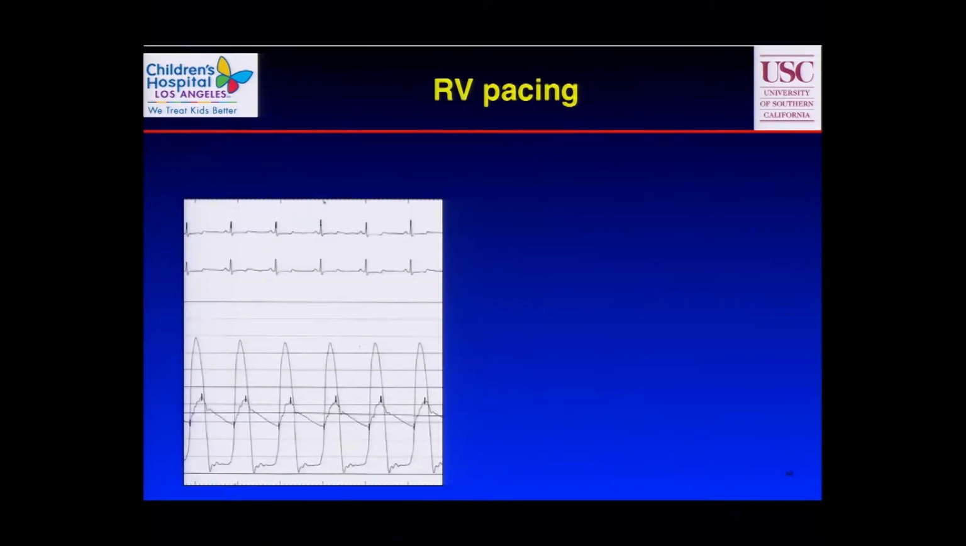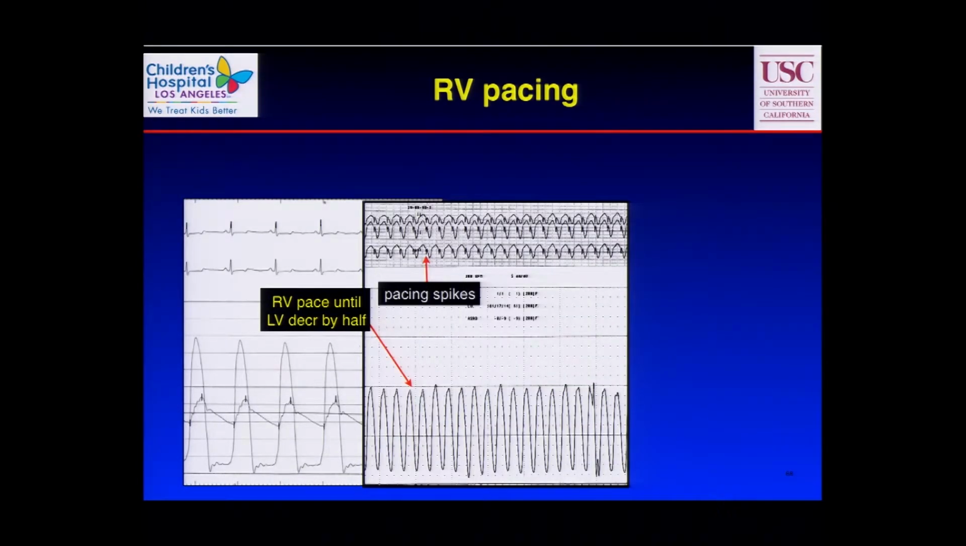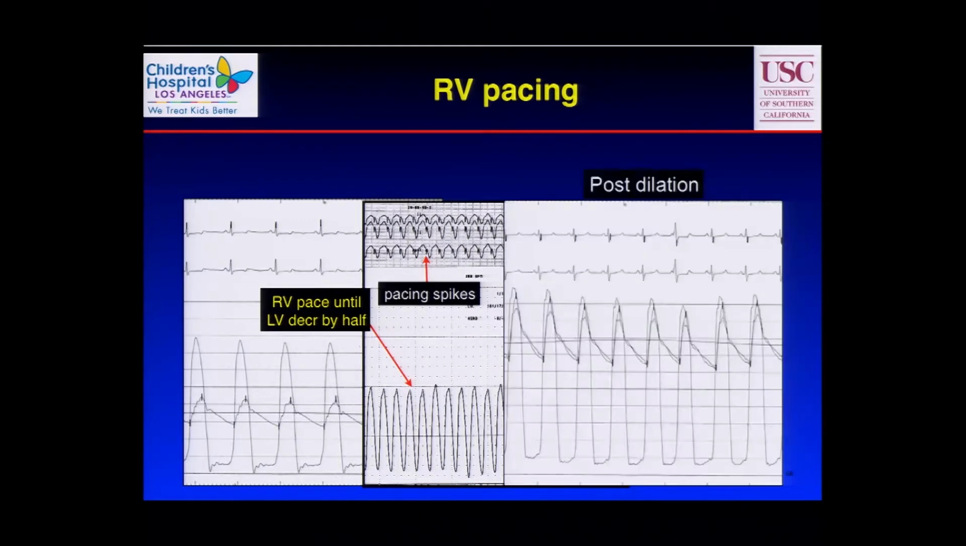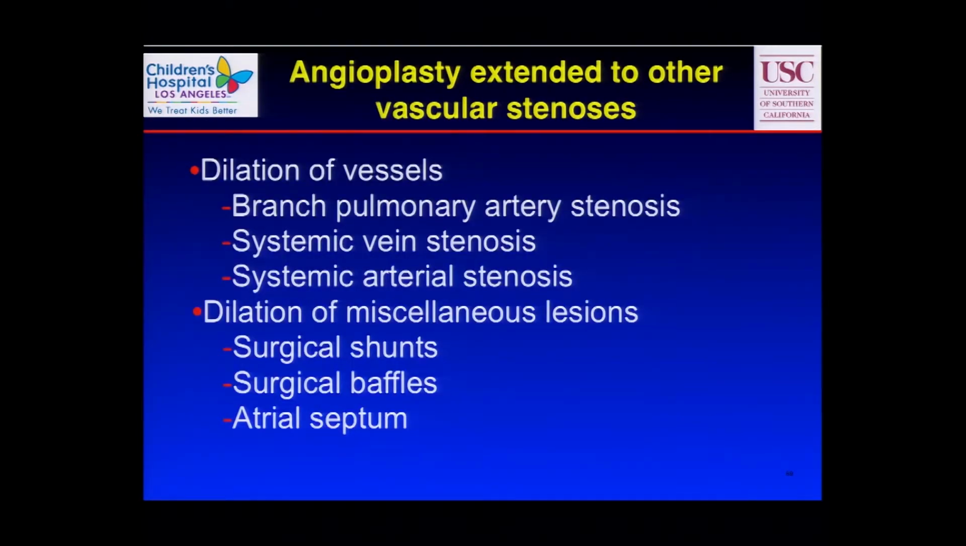So just to show you the pacing, we would do a transseptal, and we left the catheter in the left ventricle to see what the pressures are. And we basically paced it so fast that we reduced the LV pressure by about half. And that was what we knew that we needed in order to make the balloon stable. So this is the result of that after the dilation. The angioplasty extends to all the other vessels now, right? We talked about pulmonary arteries, systemic veins, systemic arteries, all the different surgical shunts and baffles, and even the atrial septum.